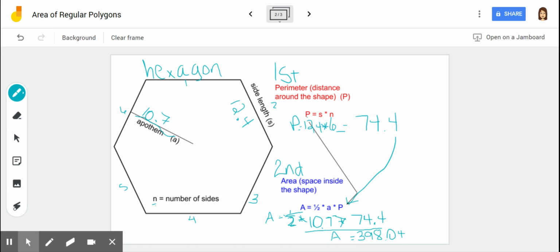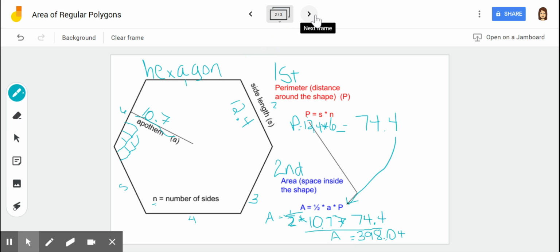That will give us an area of 398.04. Now remember that an area means that if I have squares to fill my hexagon, I would need 398.04 squares to fill my hexagon.